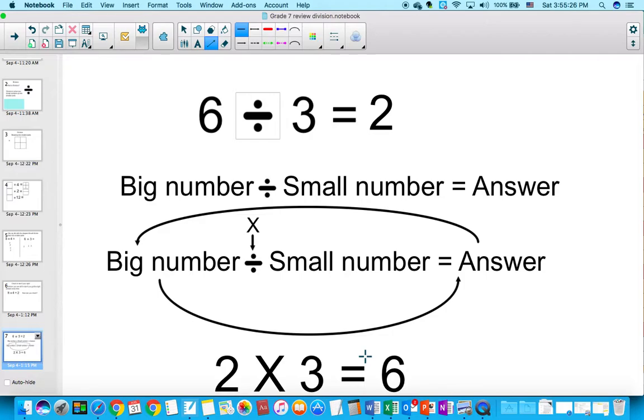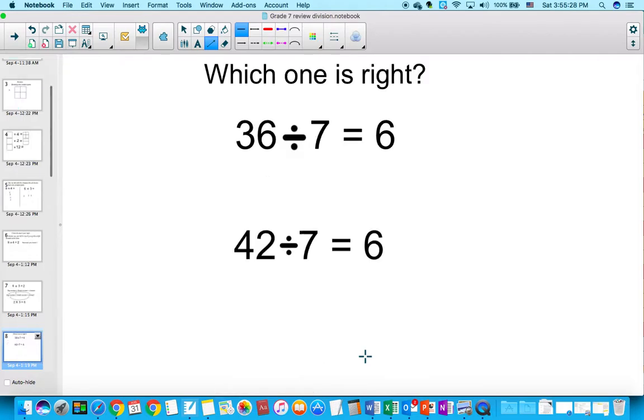So 6 divided by 3 must be 2. Here's an example of where you can use this check, to see if you are correct. Let's say I did 36 divided by 7, and I got the answer 6. Okay, well, I'm not sure that this is the right answer. So I'll do that check.